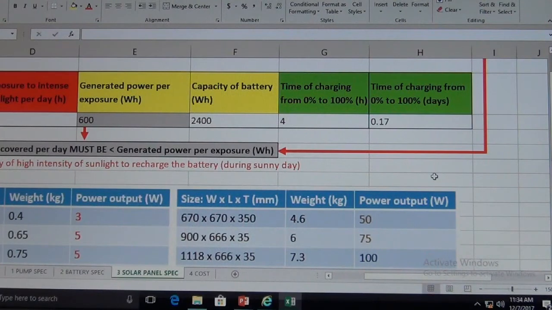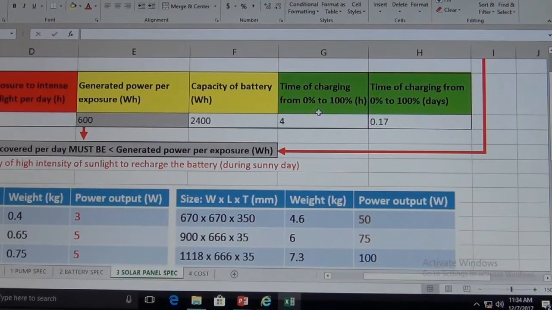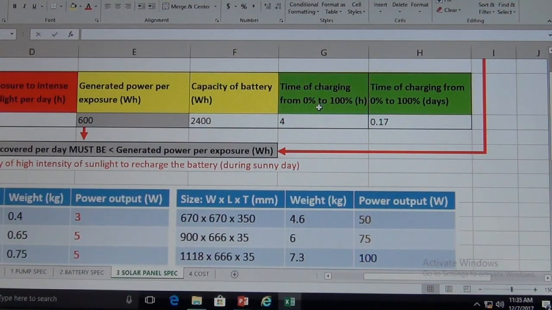But remember, this is from 0% to 100%. Sorry, I amend my statement. If your battery is flat out, 10 days without light, your battery is at 0%. So how many days do you need to charge the battery? How many hours? If you use this pack, you only need 4 hours. You only need 1 bright sunny day.